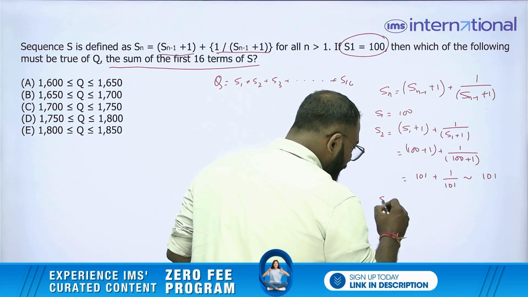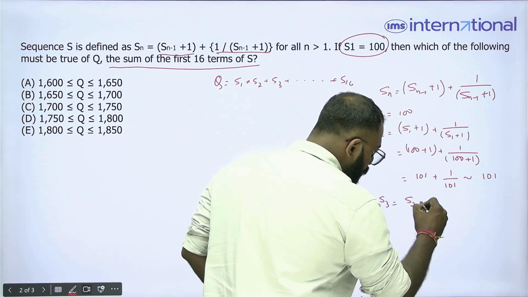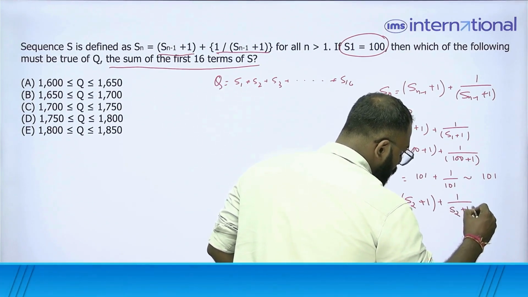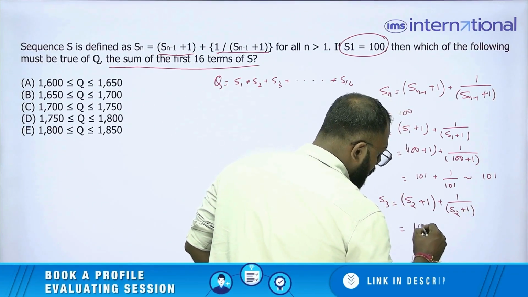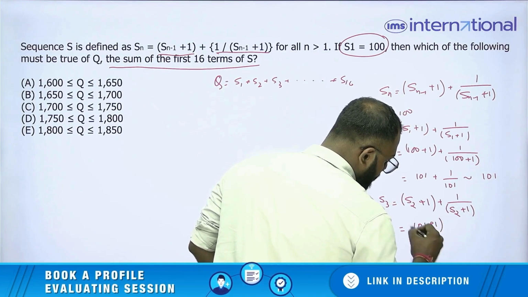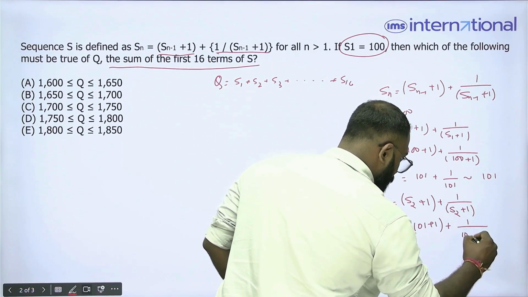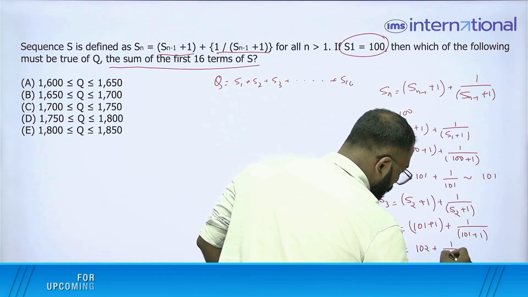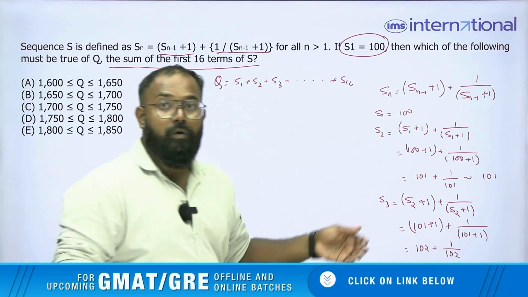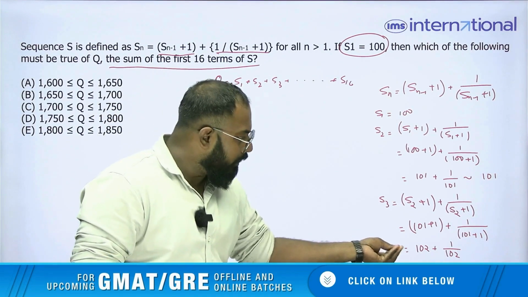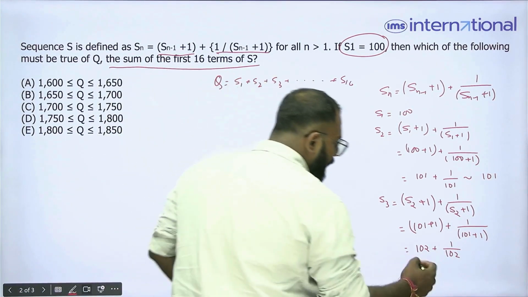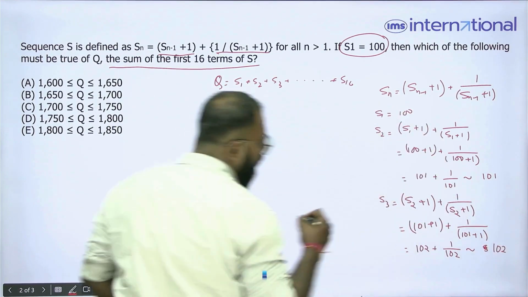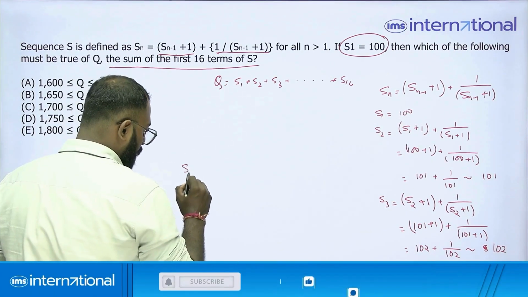Clear? Similarly, S3 is going to be S2 plus 1 upon S2. This is in this case 101 plus 1 upon 101, which is again 102 plus 1 upon 102. Now again 1 upon 102 is so small when compared to 102 that I can write S3 is equal to 102. Similarly, what is S4?